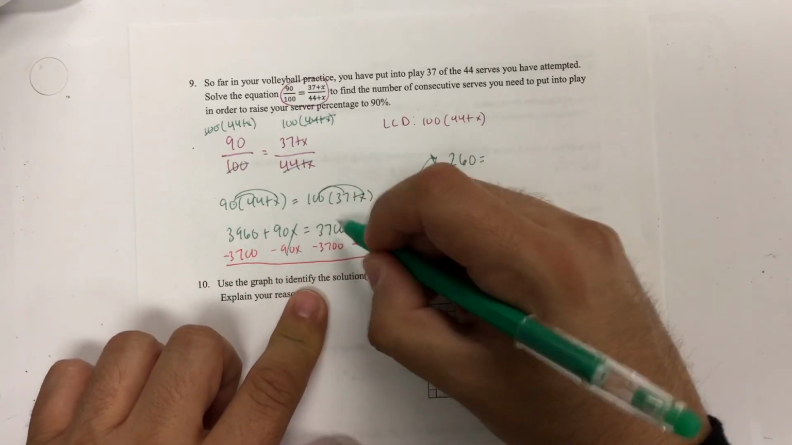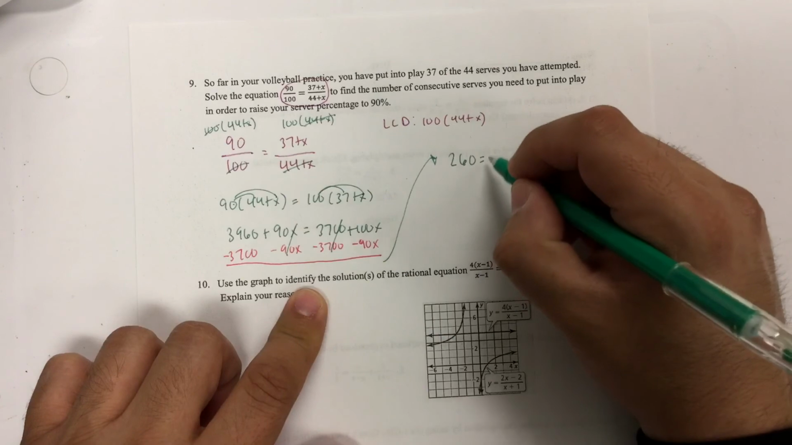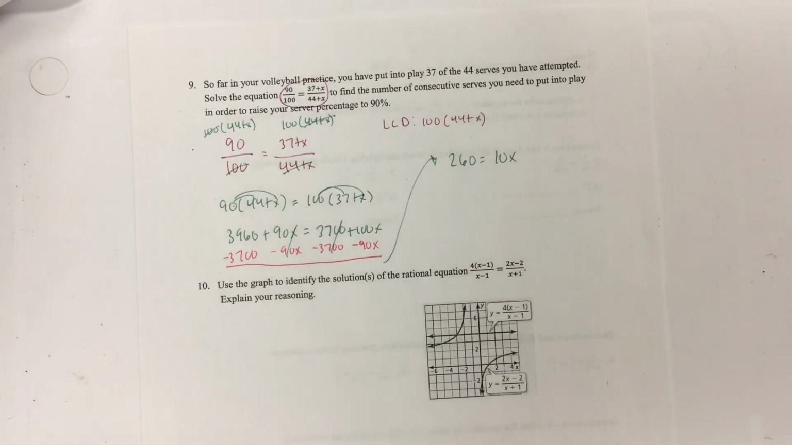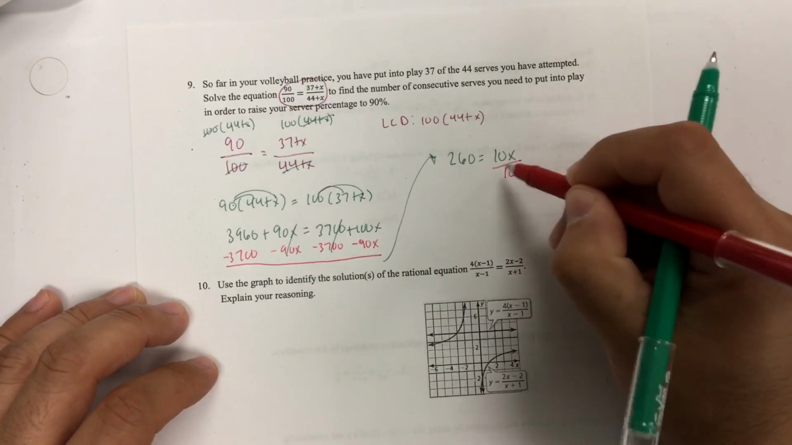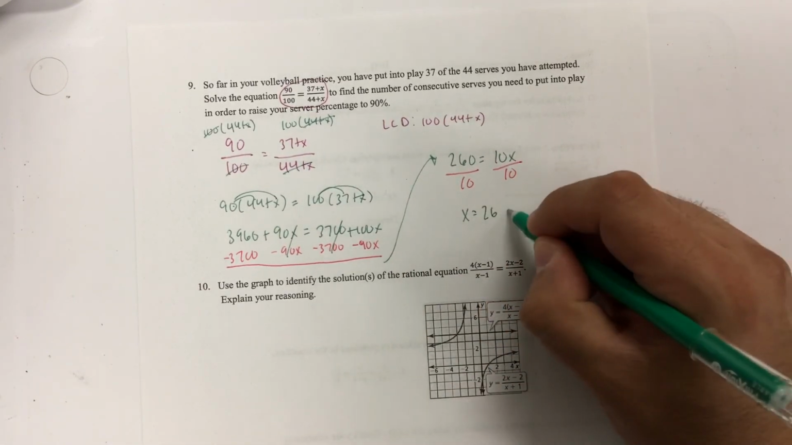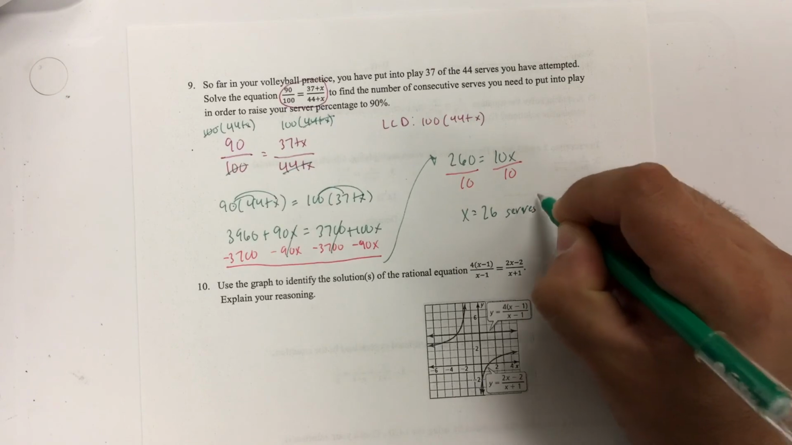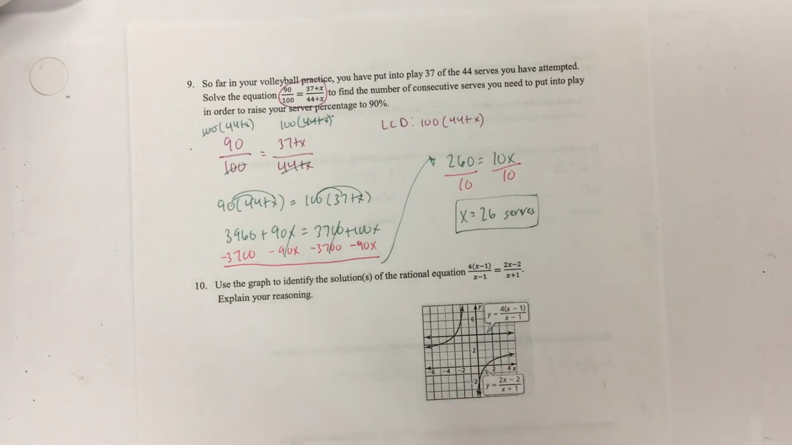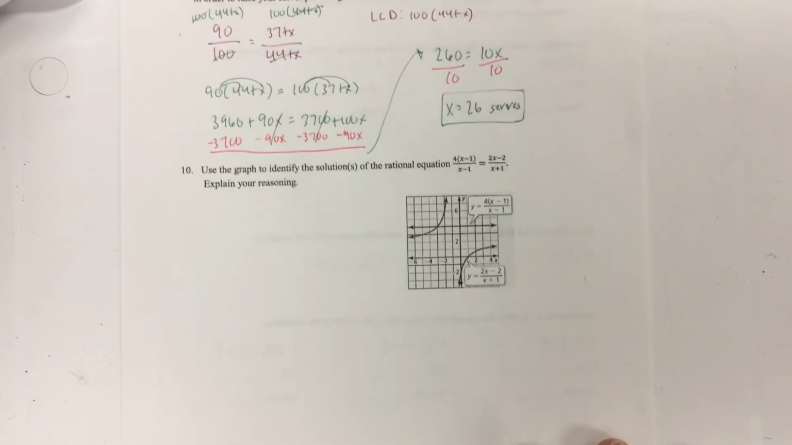And then these cross out. And then 100 minus 90 is 10x. And last, we can divide by 10. And x is equal to 26, and that represents the number of serves. So you need 26 serves to reach that 90% based on the model given. All right, and last but not least, we have number 10 here.